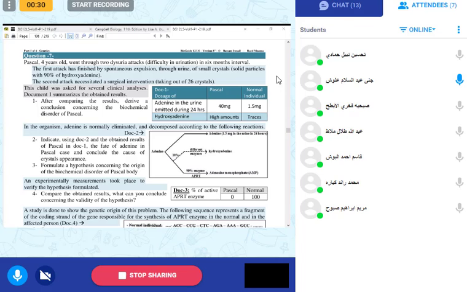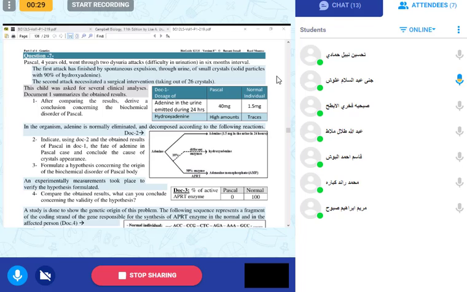Hydroxyadenine. The second attack necessitated a surgical intervention, to take out 26 crystals. So you find in his urine crystals of hydroxyadenine. The first time he expelled them in the urine. In the second one, he needed a surgical procedure to take out 26 crystals found in his urine, blocking the way so no urine is coming out. Okay.